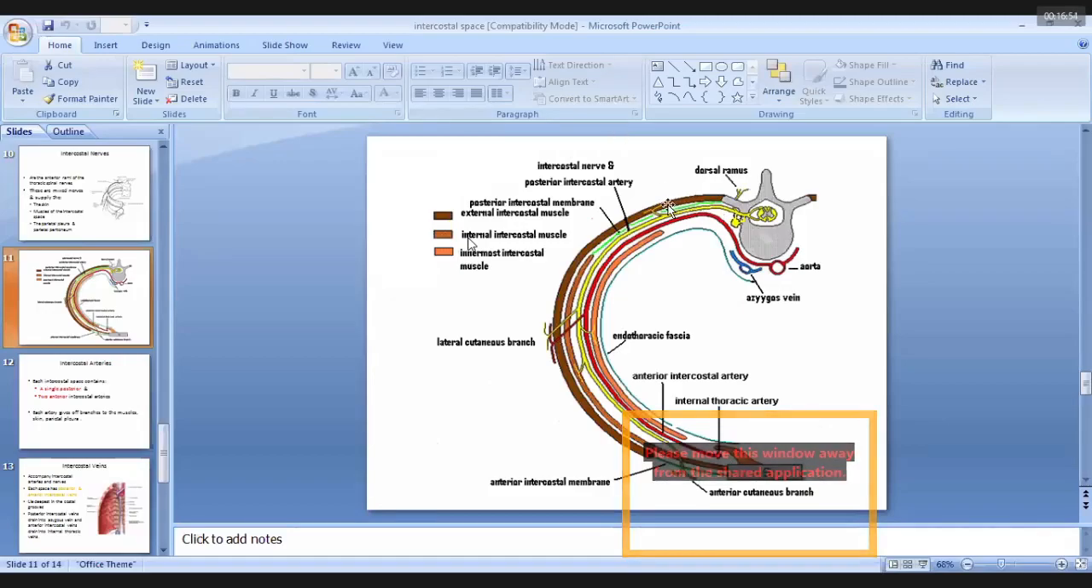It gives off multiple branches of the intercostal nerves. It gives off the rami communicans branch, which communicates the intercostal nerves with the sympathetic trunks, the lateral cutaneous branch to supply the lateral aspect of the chest wall, the anterior cutaneous branch to supply the anterior aspect of the chest wall, and it also gives rise to the muscular branches to supply the intercostal muscles and collateral branches that also supply the parietal pleura and the intercostal muscles. So these are the main branches of the intercostal nerves.